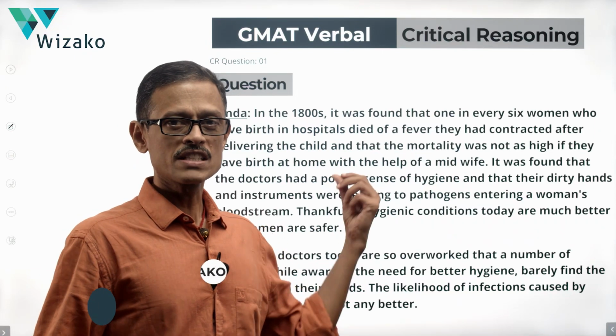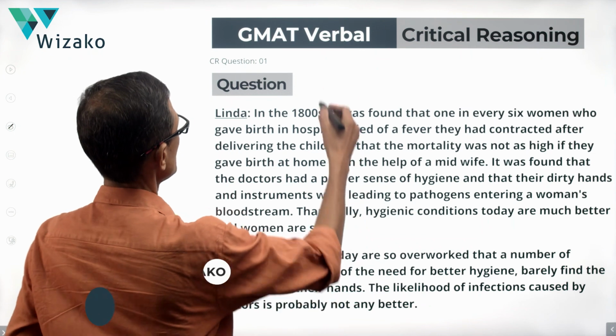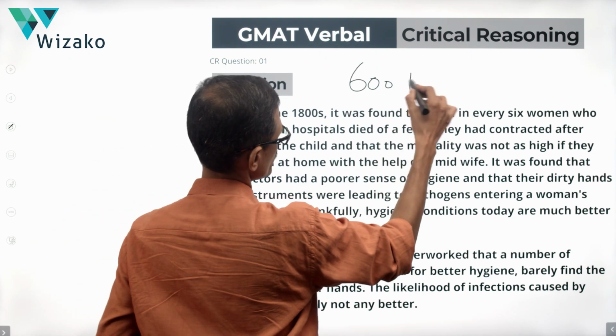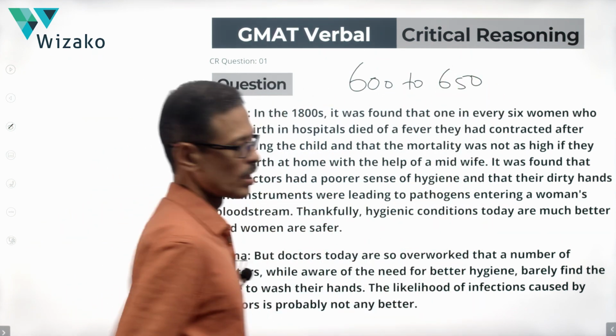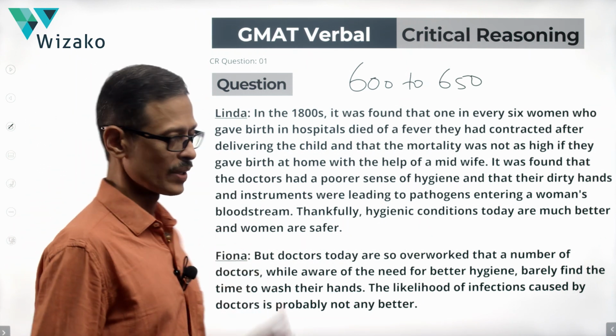Hello everyone, this is a conversation style CR question. Let's get started with the question. I'll classify this one as a GMAT 600 to 650 level question, right? It's a conversation between two people, Linda and Fiona.